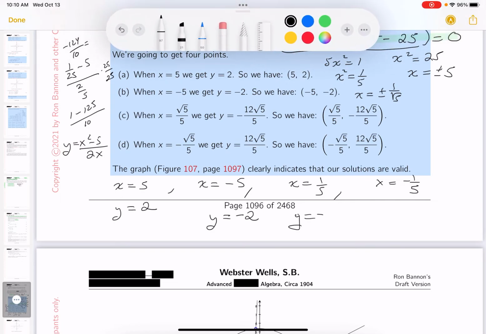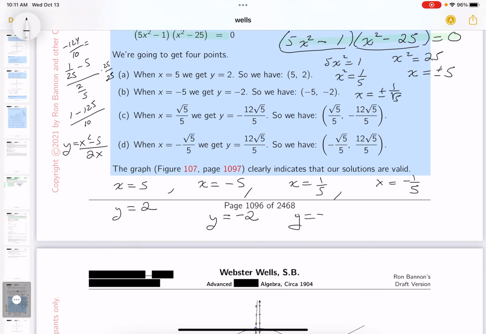Give me 1 second to reduce that. Get this out of the way. So what do you get over there? Let's see, I divide by 2, right? So minus 62 over 5. I'll write that down for you.